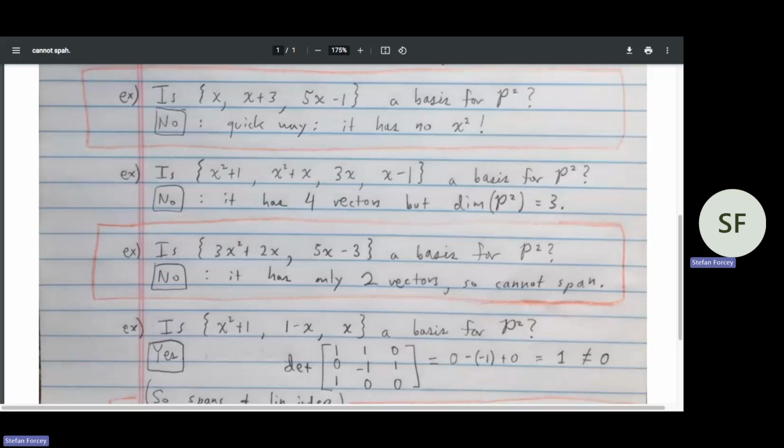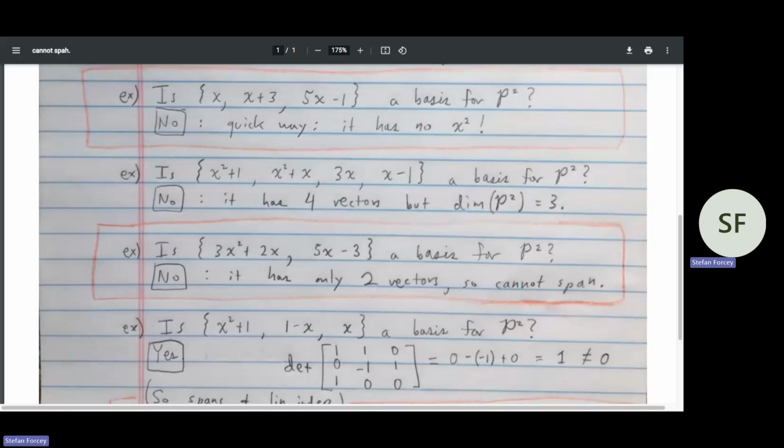How about this one? x squared plus 1, x squared plus x, 3x, and x minus 1. Is that a basis for P2? Well, the fastest way to answer this one is no, because it has the wrong number of vectors. Dimension of P2 is 3. Remember, dimension of Pn is always n plus 1. And this one has 4 vectors.